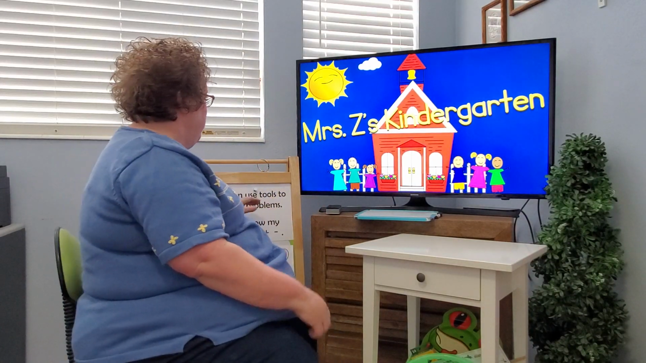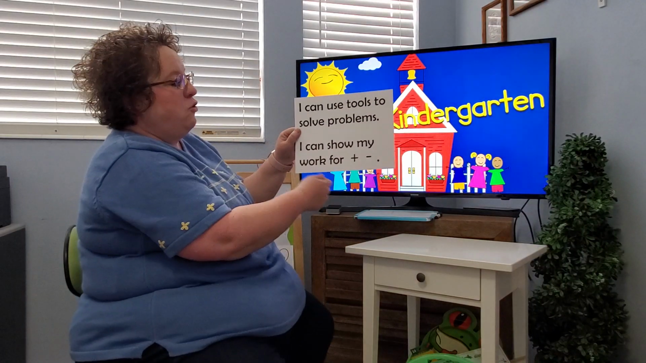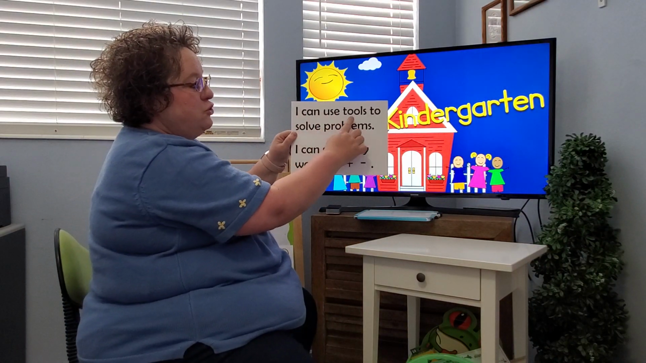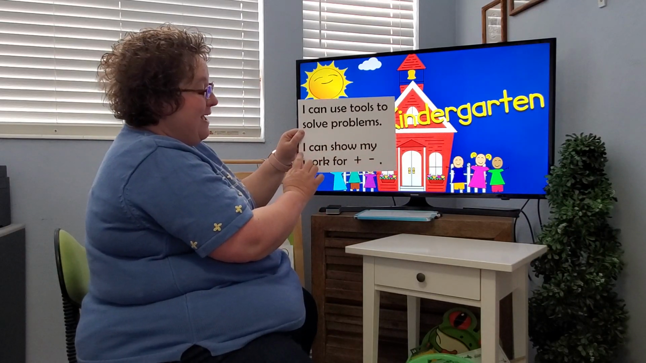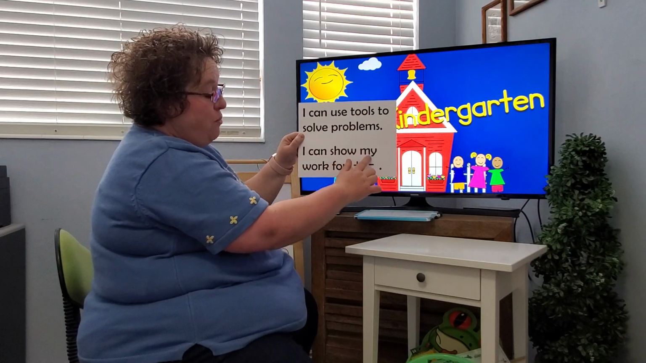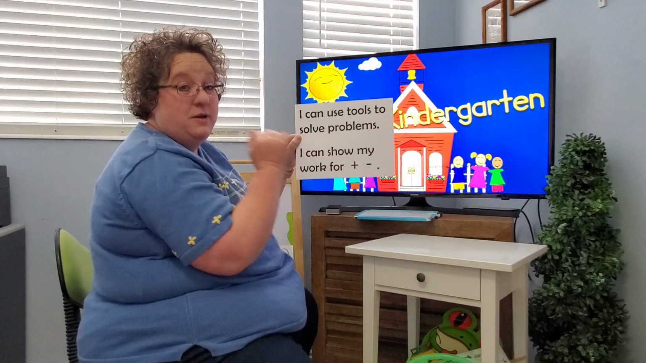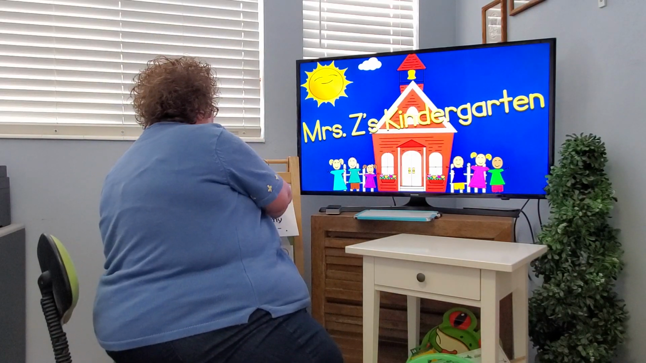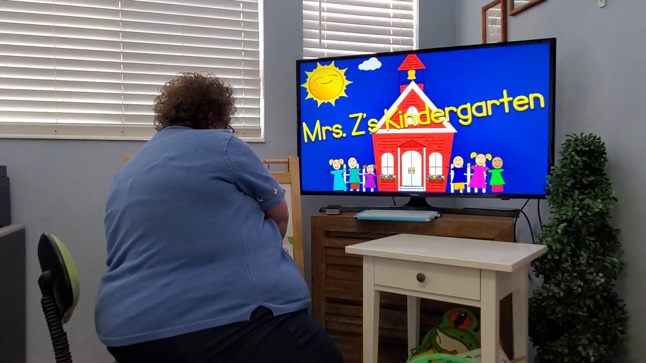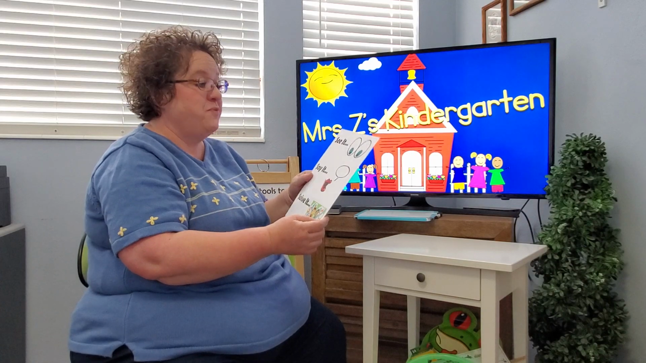Before we get started, remember we had a goal that we talked about yesterday, and that goal is: I can use tools to solve problems, and I can show my work for addition and subtraction. And both of those goals are super important for what we're doing. I also mentioned something else yesterday, but our video was getting way too long to talk about it, so I thought I'd re-talk about it a little bit today.